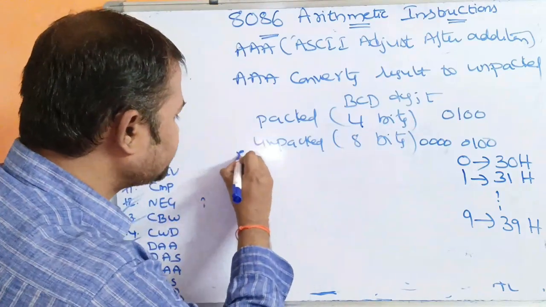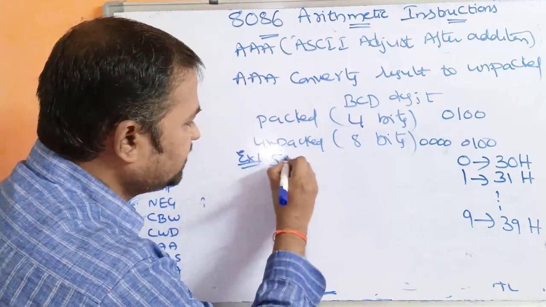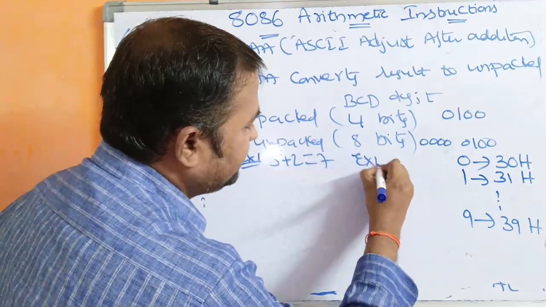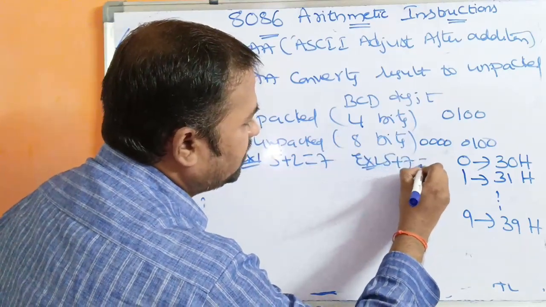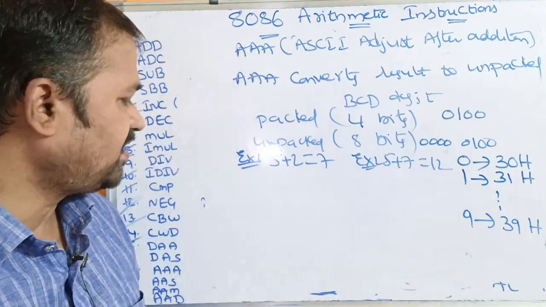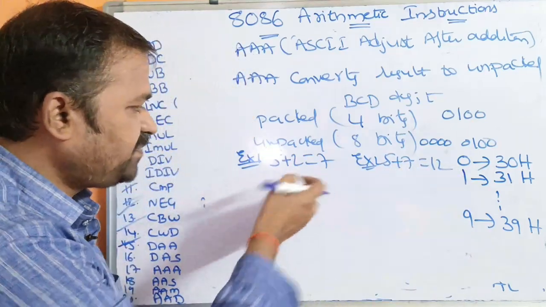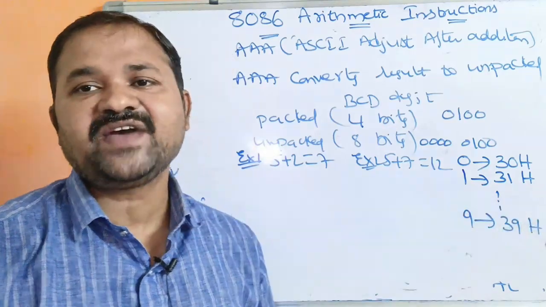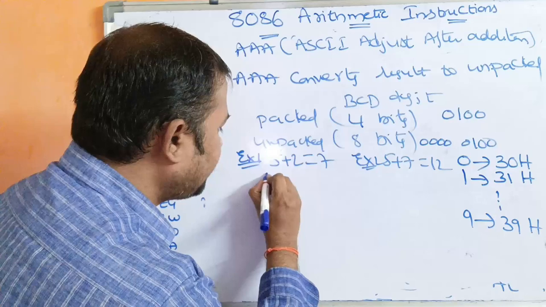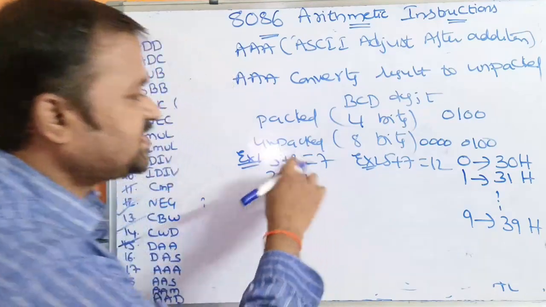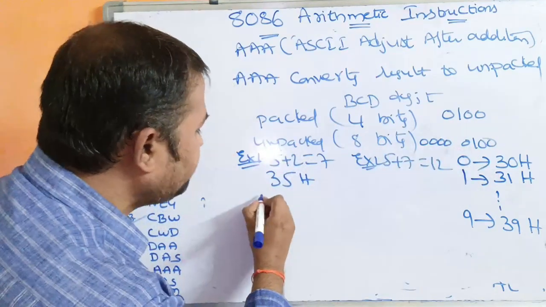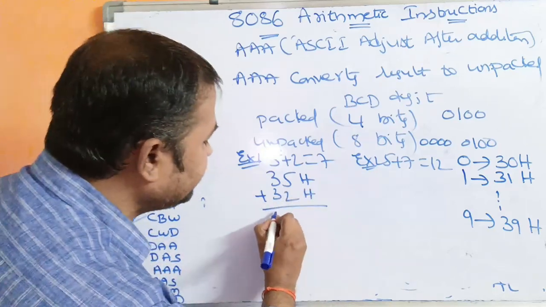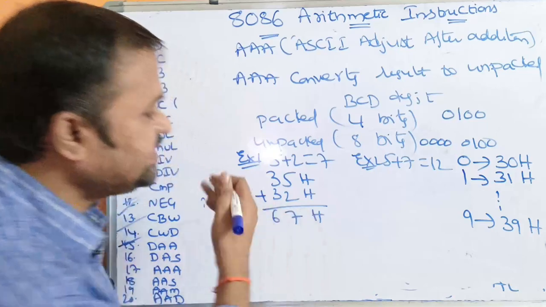Let us see some examples. Let us do 2 examples. First example is 5 plus 2. What is the result of 5 plus 2? 7. Second example is 5 plus 7. What is the result of 5 plus 7? 12. So let us do that. For 5, the equivalent ASCII value is 35H. For 2, the equivalent ASCII value is 32H. So 35H plus 32H. What is the result? 67H. So this is the result.